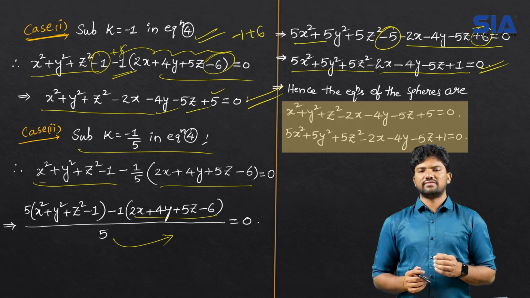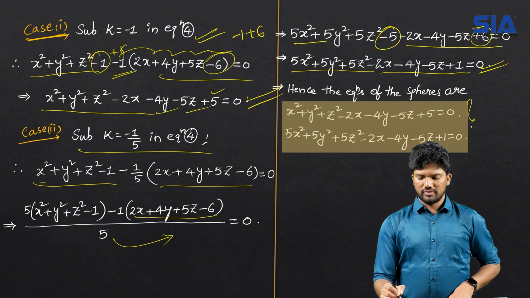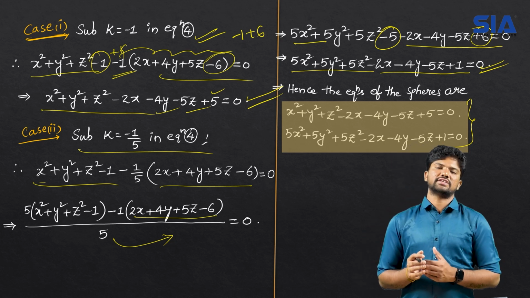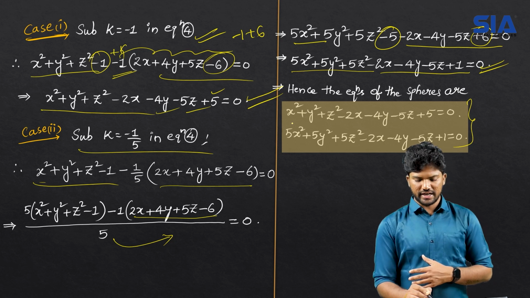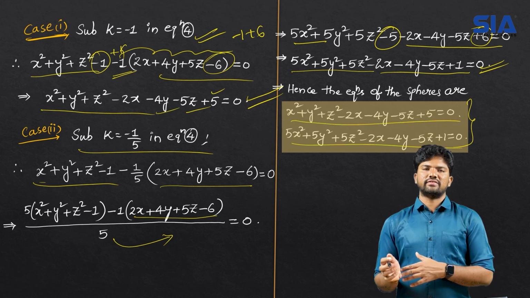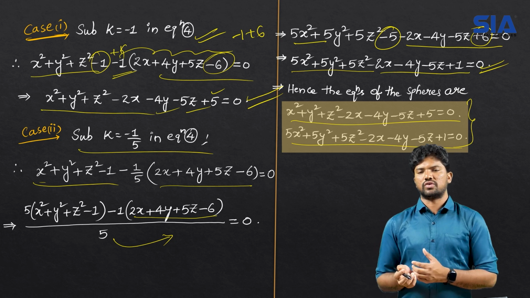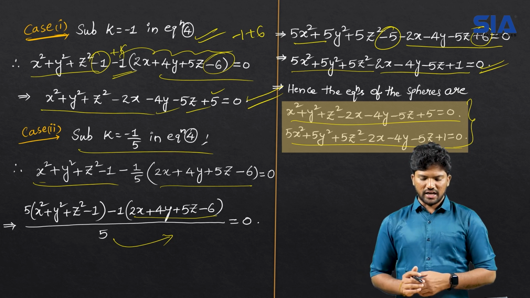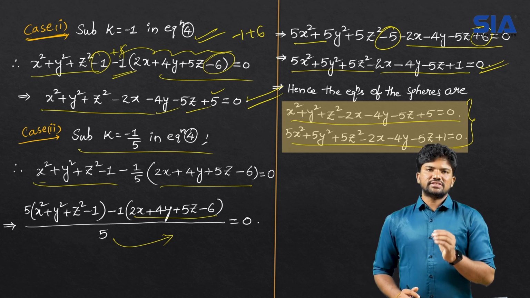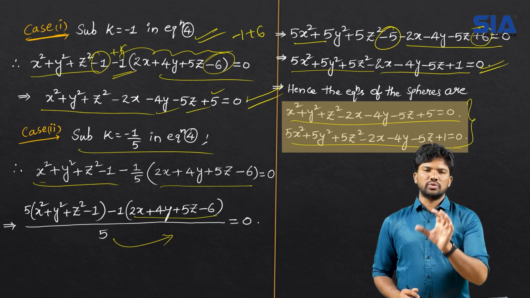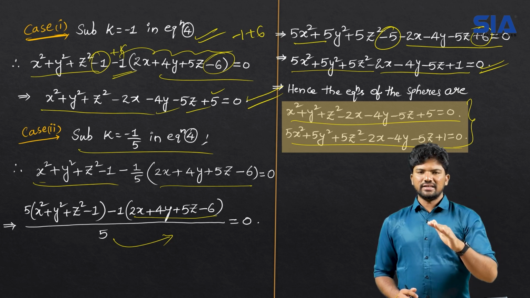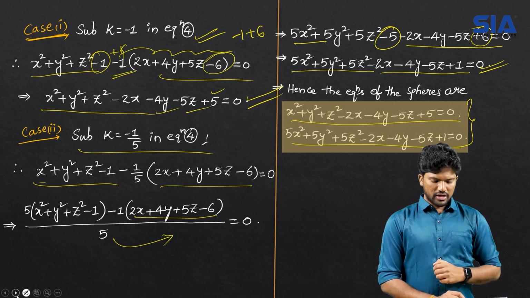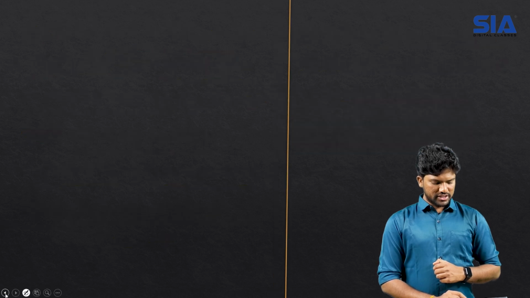Therefore, the equations of the spheres are, we'll get two equations. Those two equations are x square plus y square plus z square minus 2x minus 4y minus 5z plus 5 is equal to 0. And the second one, 5x square plus 5y square plus 5z square minus 2x minus 4y minus 5z plus 1 is equal to 0. So these are the two required sphere equations passing through a circle and touching a plane z is equal to 0. So I hope you understood this problem very well.